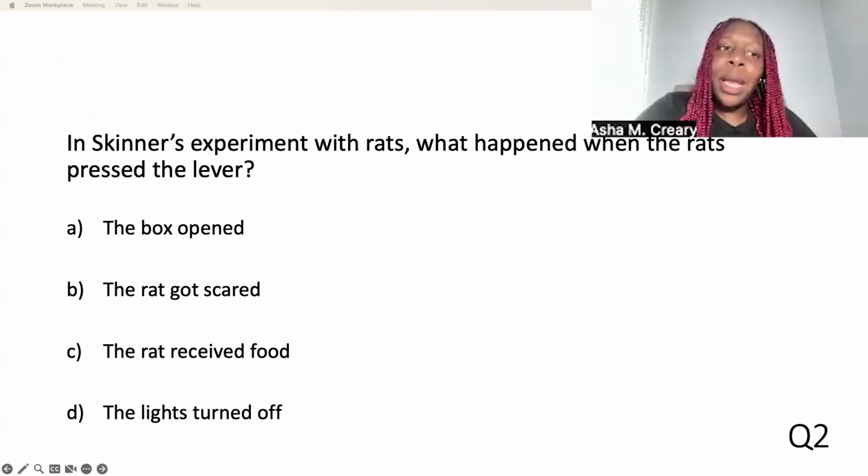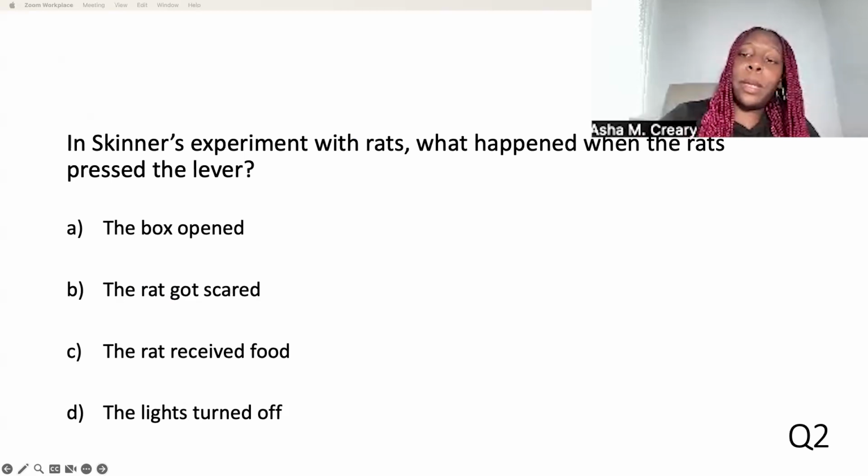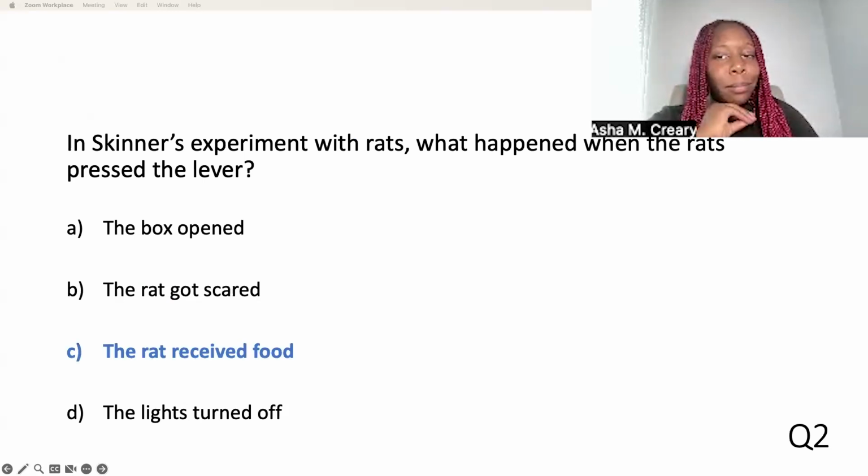Next question. In Skinner's experiment with rats, what happened when the rats pressed the lever? Answer choice A, the box opened. Answer choice B, the rat got scared. Answer choice C, the rat received food. Answer choice D, the lights turned off. I'll give you a little bit. Alrighty. When the rat pressed the lever, it learned it would get food as a reward. Okay?